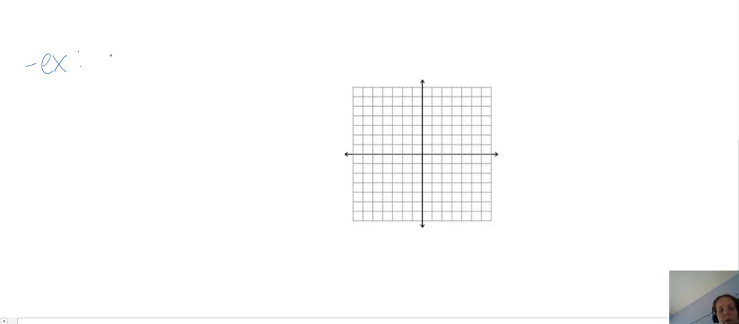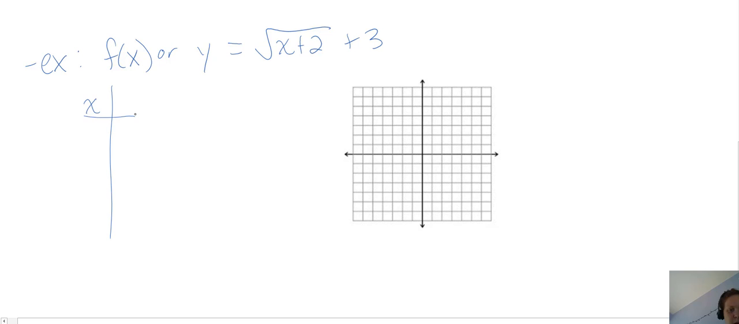So the next one we'll do is f of x, or we could say y, equals the square root of x plus 2, plus 3. So this as well, I'm going to have to think a little bit about what x's I can plug in, because I cannot get a negative on the inside here. And I'm even going to show how we can start to think about the domain. This x plus 2, we need this to be greater than or equal to 0, because I cannot have a negative. So if I subtract 2, x has to be greater than or equal to negative 2.